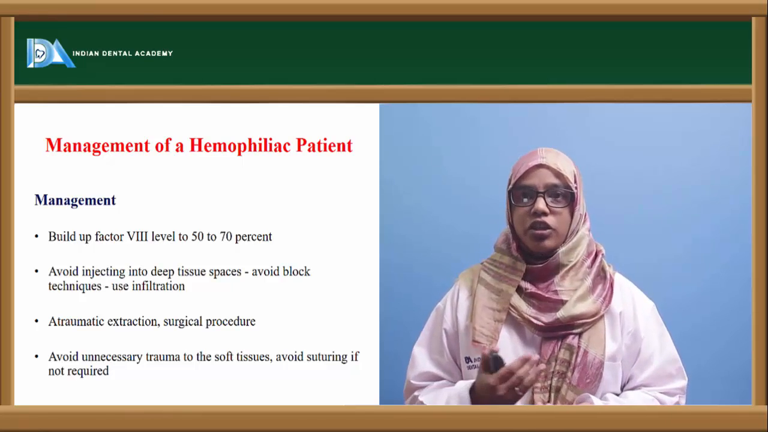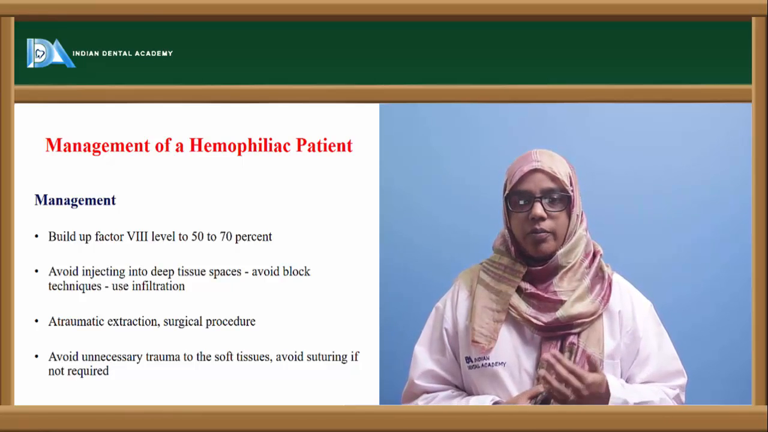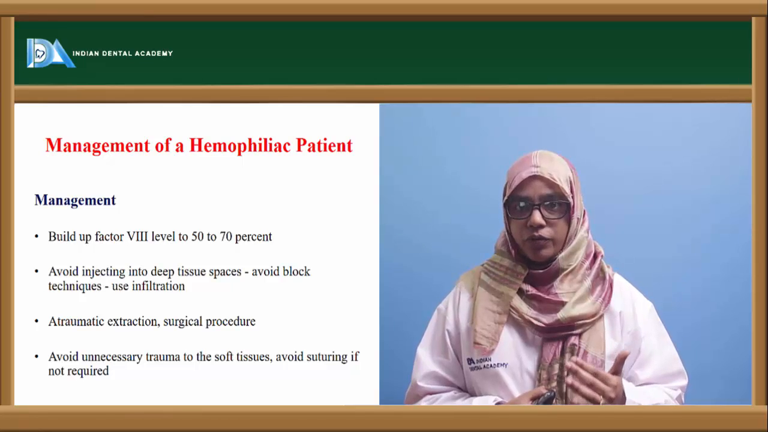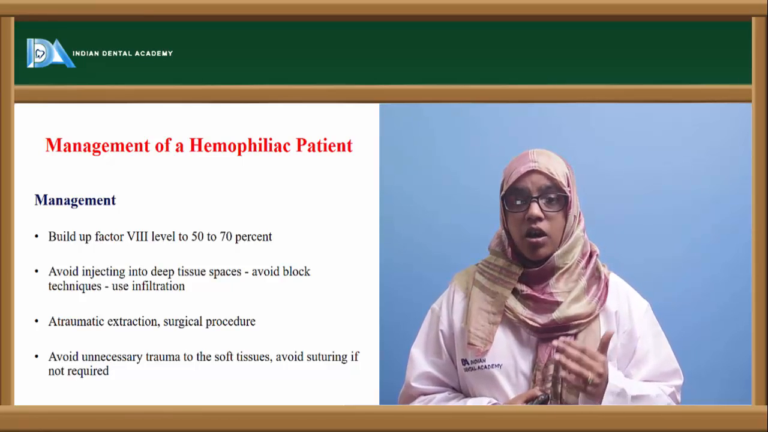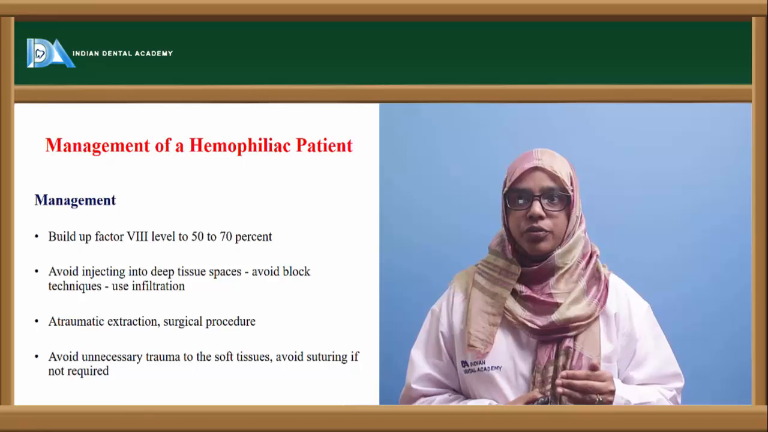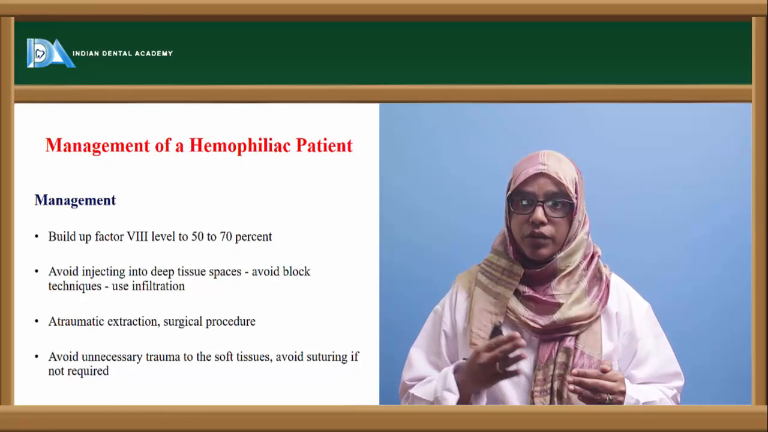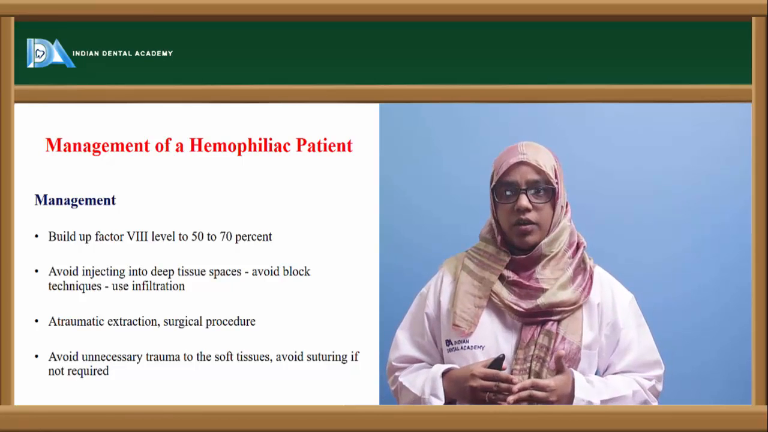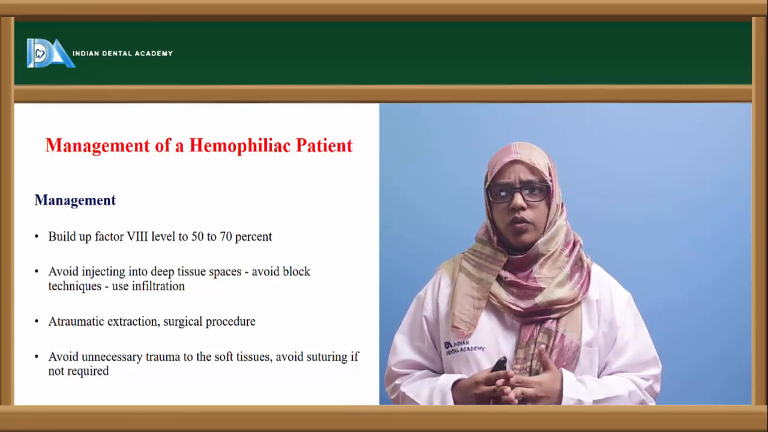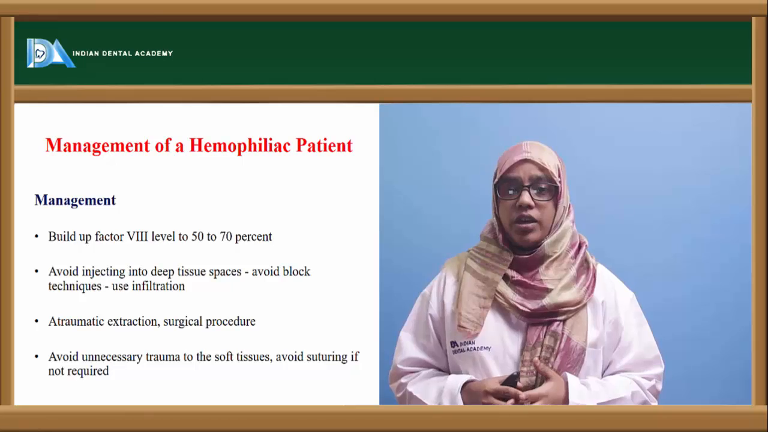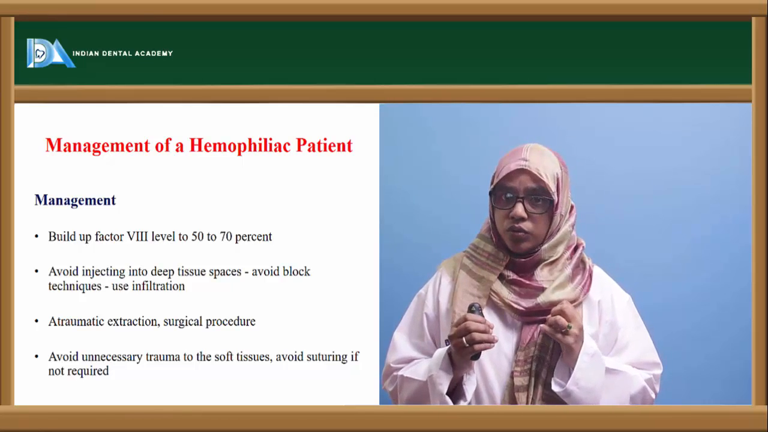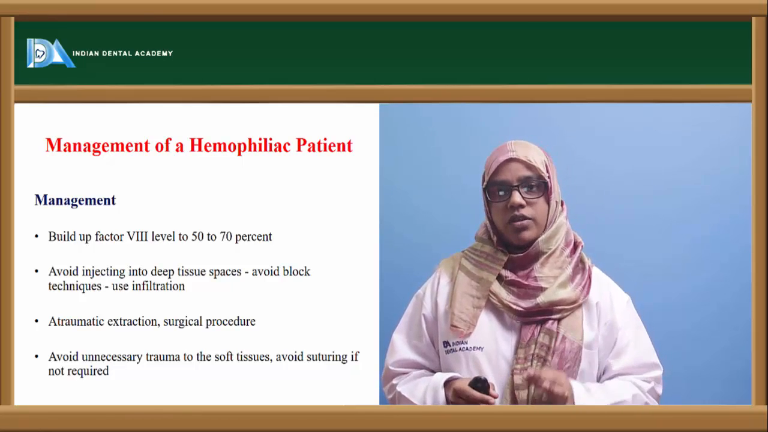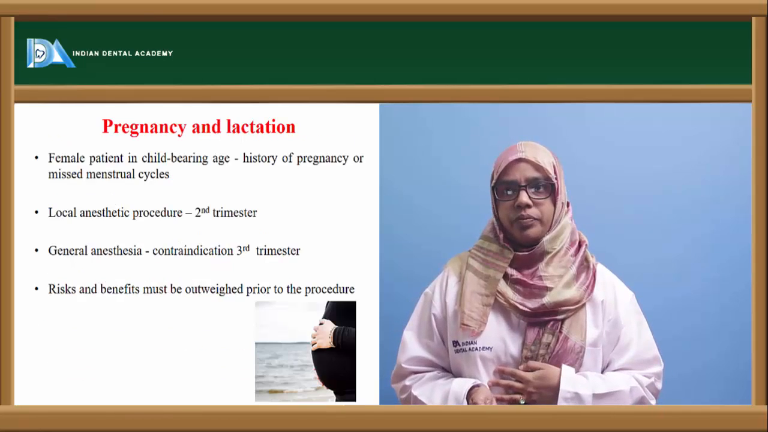Now, how do you manage a hemophilic patient? Build up the factor 8 level up to 50 to 70%. Avoid any kind of deeper tissue injections. Rather than giving a block, give infiltration. Use atraumatic extraction and surgical technique. Avoid unnecessary trauma to the soft tissue during surgery. Don't do sutures if not required. Only if it is required, then opt for suturing.